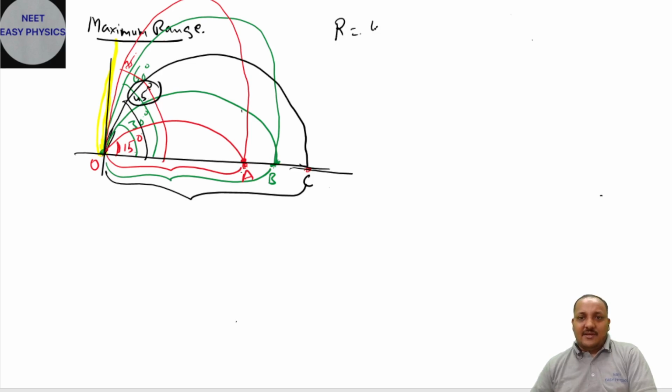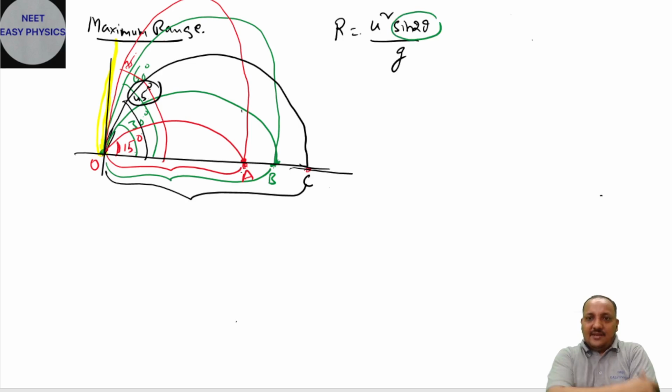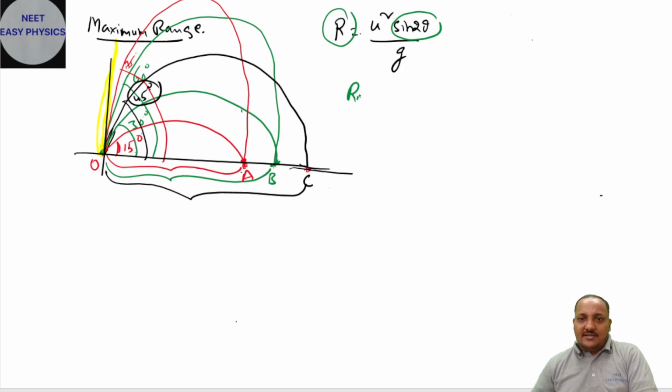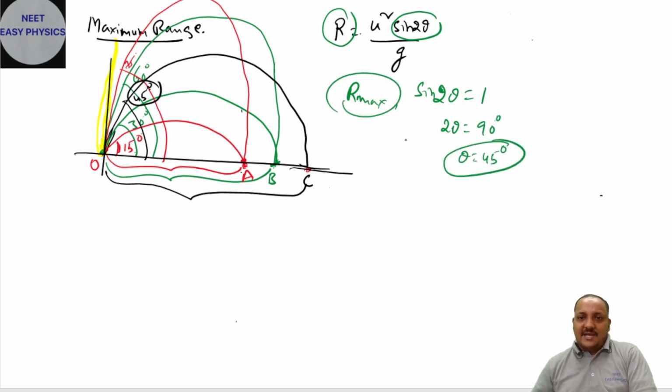What is the range formula? U square sine 2 theta by G. Whenever this sine is coming, if you want this to be maximum, then sine 2 theta should be equal to 1. Then 2 theta is going to be 90 degrees. Theta is going to be 45 degrees. Whenever range is maximum, its theta should be 45 degrees.